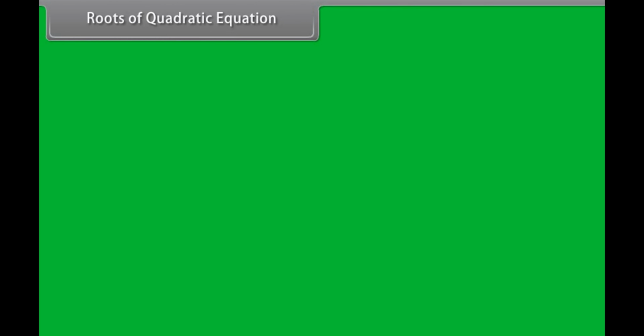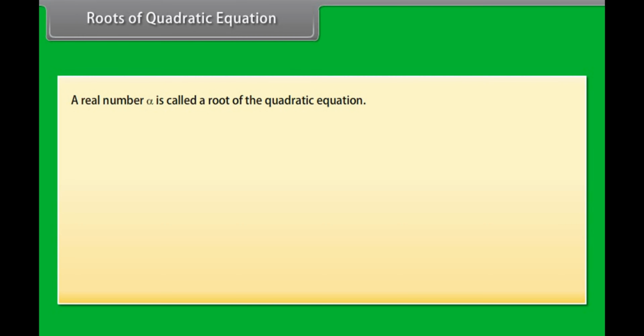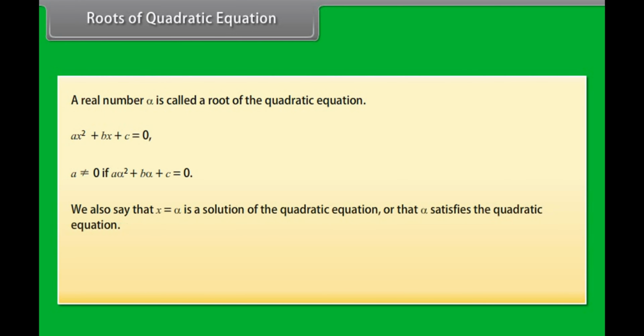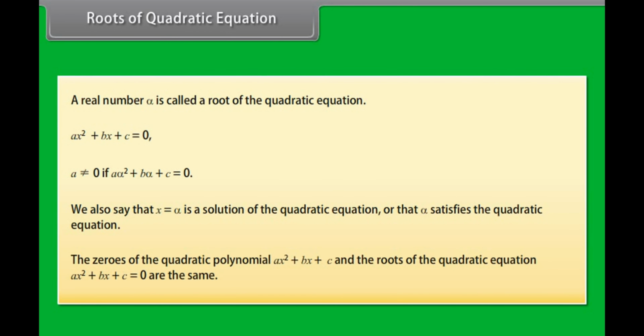Roots of quadratic equation. A real number alpha is called a root of the quadratic equation ax square plus bx plus c is equal to 0, where a is not equal to 0, if a alpha square plus b alpha plus c is equal to 0. We also say that x is equal to alpha is a solution of the quadratic equation, or that alpha satisfies the quadratic equation. The zeros of the quadratic polynomial ax square plus bx plus c and the roots of the quadratic equation ax square plus bx plus c is equal to 0 are the same.